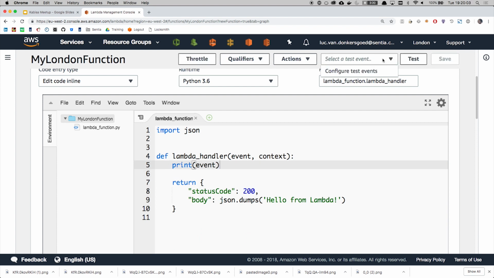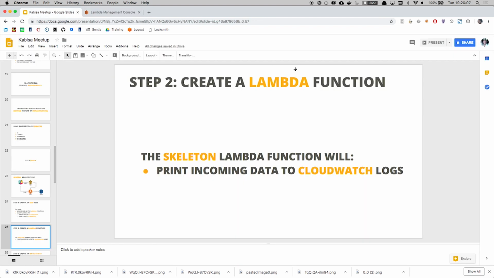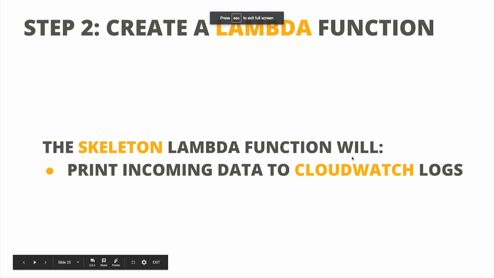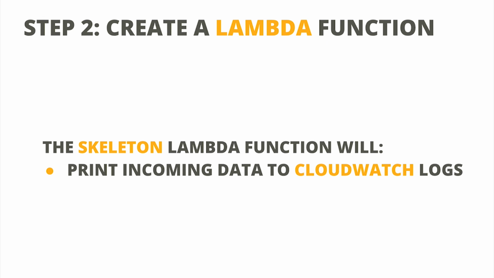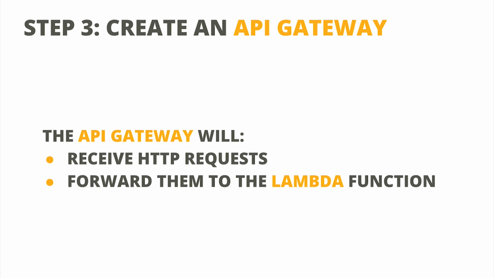Now I can test this function, but let's skip it for now because we'll see it work in a second. So I said the Lambda function will print incoming data to CloudWatch logs. That's literally everything that we did for now. Next up is to create an API gateway to make sure that we can access the Lambda or execute the Lambda using an HTTP request.